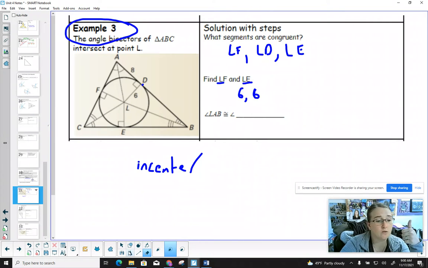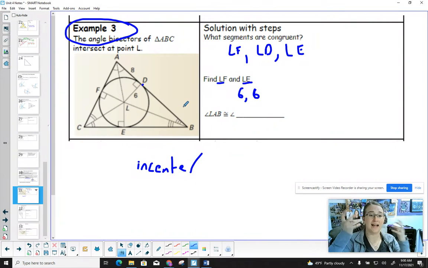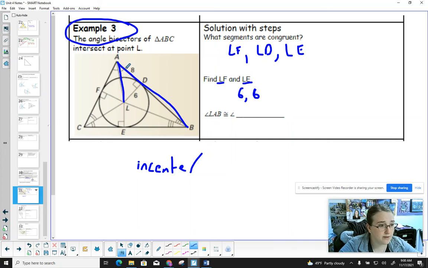We do have those segments being equal, but because my angles are bisected, I also have equal angles, right? Bisecting an angle cuts it into 2 equal pieces. So we can also say a couple more things here that are congruent. We're just going to fill in this one. So it's angle LAB congruent to, what's the other angle? So I want you guys to try this. Find angle LAB and name the other angle that it is congruent to. Okay, well here's angle LAB. Notice that angle LAB has 1 curve, so it's congruent to this other angle over here.